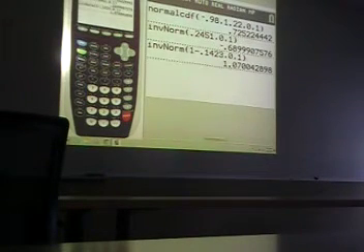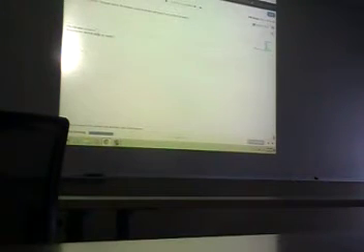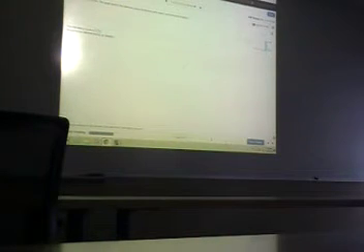1.07 if they want 2 decimal places. Round to 2 decimal places, 1.07. And again, that means you're 1.07 standard deviations above the mean. That's what a z-score is.